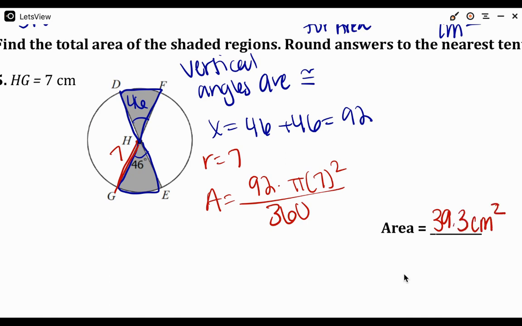When I say plug it in and use parentheses, I mean type it just like this: 92 times pi times 7 squared, divided by 360. We want only the 7 squared, and all of this has to be divided by 360.